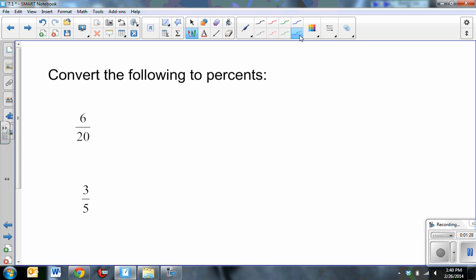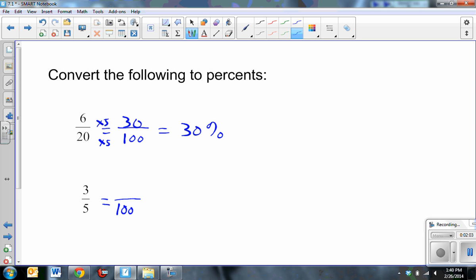Okay, so let's look at the first one. 6 over 20 is what over 100? Well, you remember how to do this from the last section. You know you have to multiply 20 by 5 to get to 100, right? So we're going to do the same thing with 6. Okay, so we know that 6 out of 20 is the same as 30 out of 100, or 30 per 100, which is 30%.